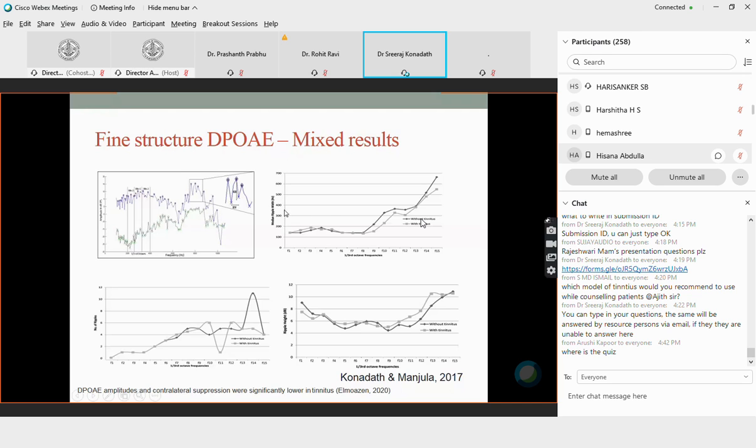You can see in the first on the right side, there is a ripple width that is measured. In fine structure OAEs, we do not measure the standard SNR. We are going to measure the number of ripples or the ripple height. So you can see the representations. It may be a little complicated for you all, but you can find out the number of ripples, the mean ripple width, and the ripple height. So here also you can see the black line indicates without tinnitus and the gray line indicates with tinnitus.